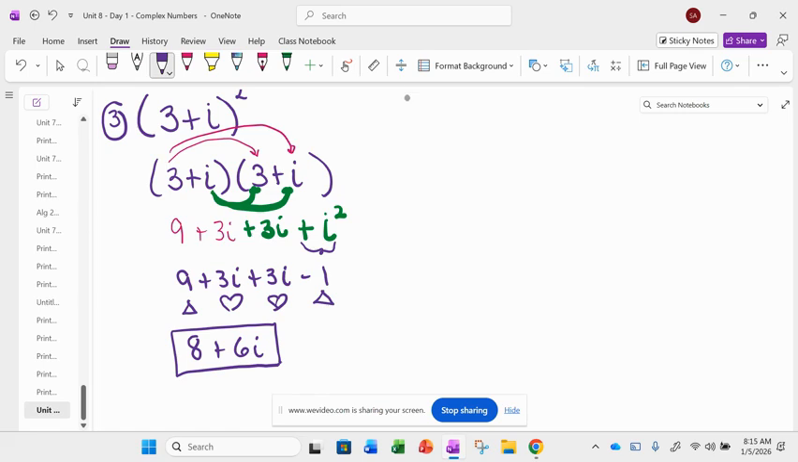You guys try this one. 3 plus i times the quantity of 2 minus 5i.